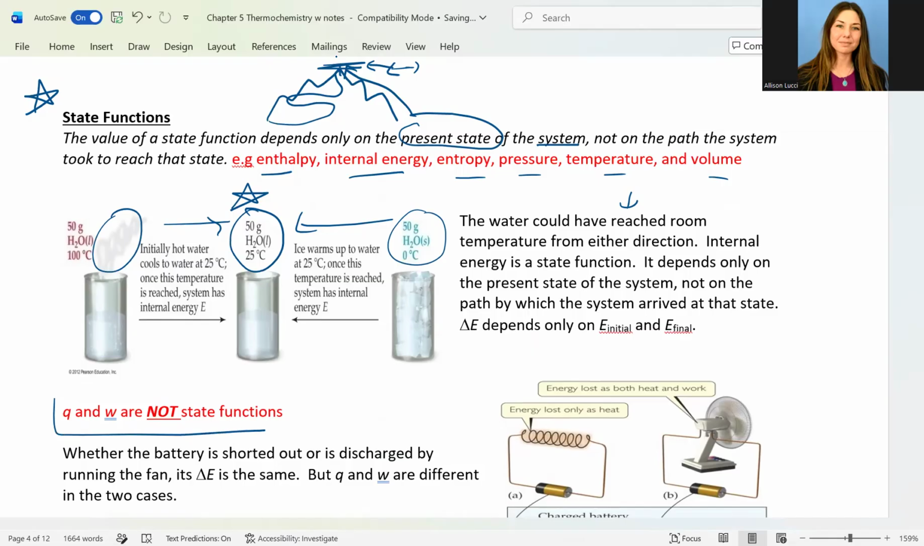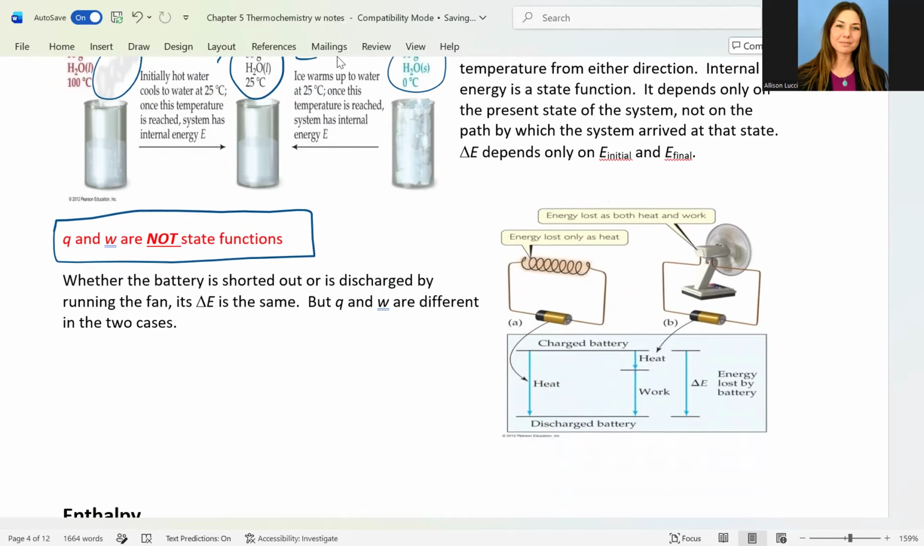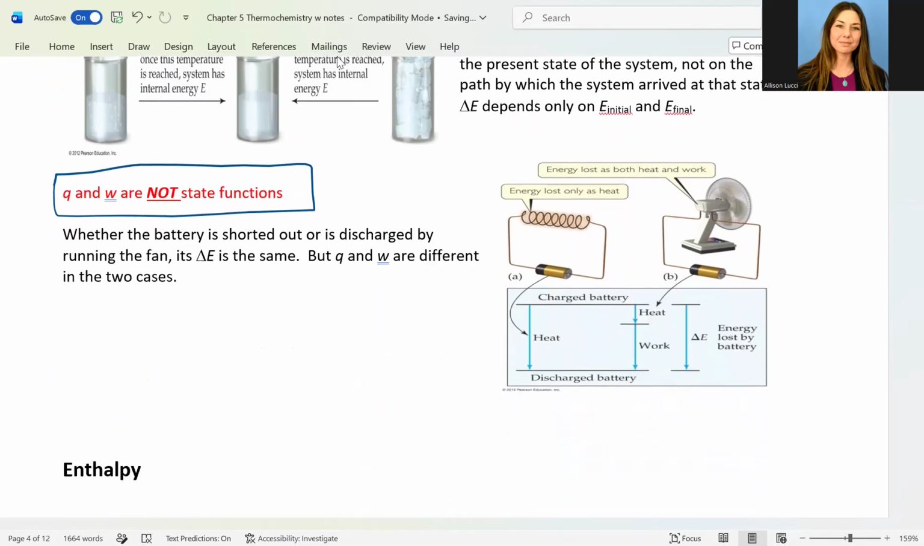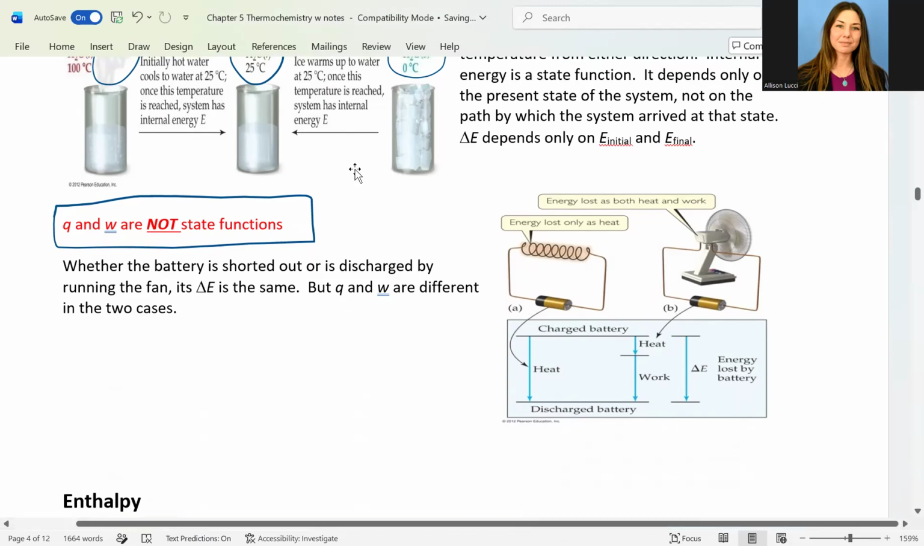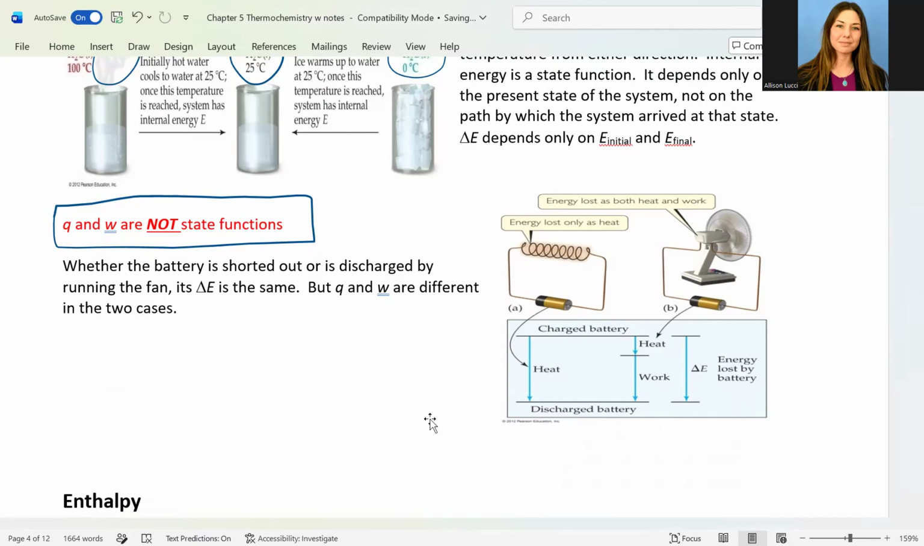So Q and W are not going to be state functions, although together they do sum to give the internal energy change. So we should note that Q and W do depend on the pathway, but our change in internal energy does not. And we'll continue with a discussion of enthalpy in the next video.